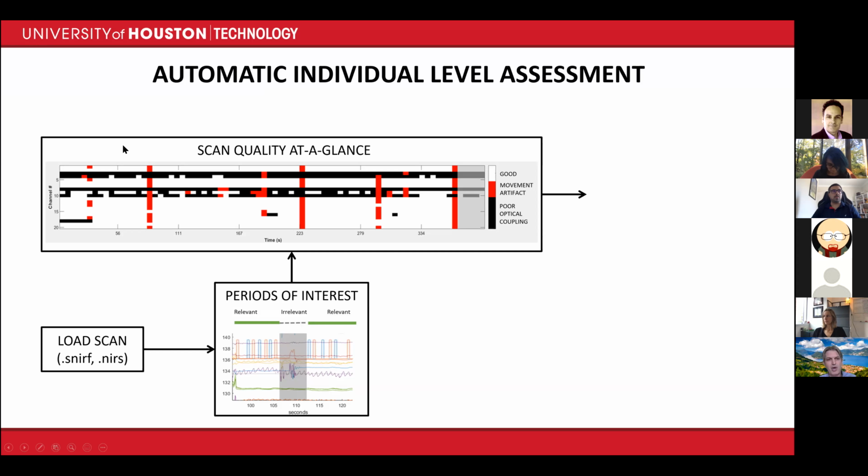So we have optical channels on the vertical axis, and each row of this image essentially describes the quality of the time course of each individual channel. The white rows represent good channels. The black rows represent channels that have poor optical coupling. And we can also clearly distinguish temporary movement artifacts that affect multiple channels at the same time.